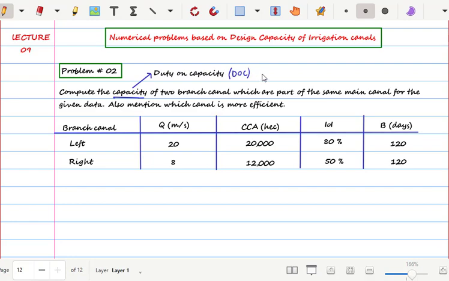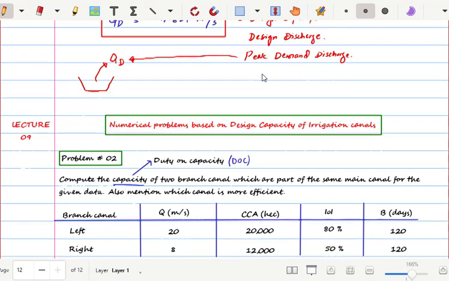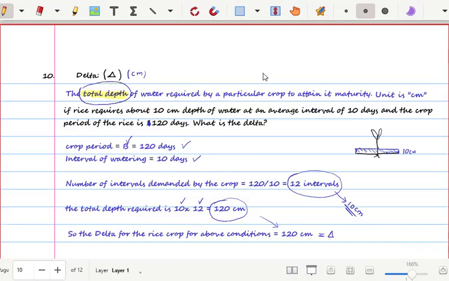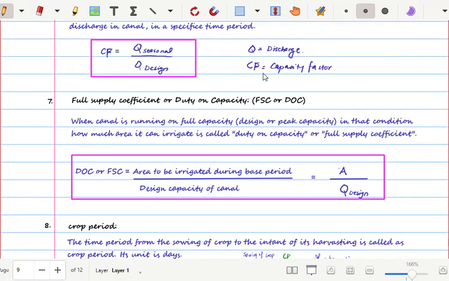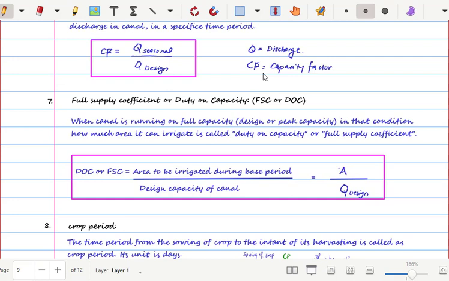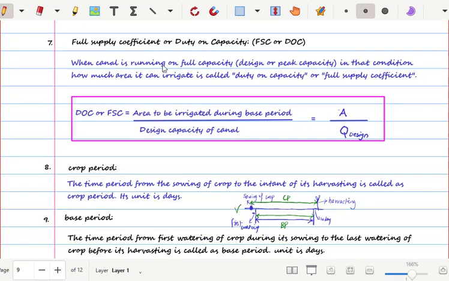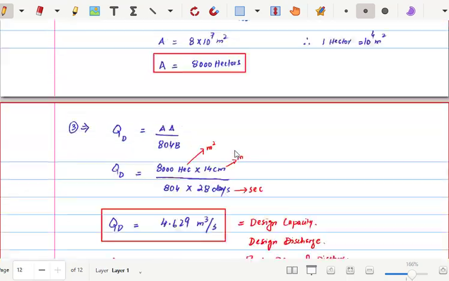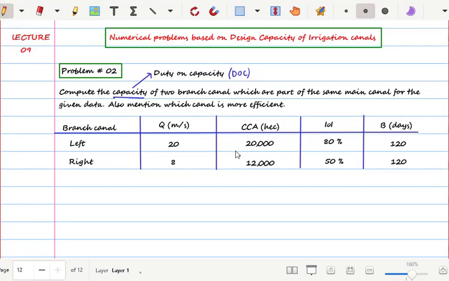If you have listened to the previous lecture, lecture number 7, we discussed the formula for DOC. What was the formula for DOC? Let me show it to you. Duty on capacity or full supply coefficient is area to be irrigated divided by Q design, right? Area to be irrigated divided by Q design. This is the formula.